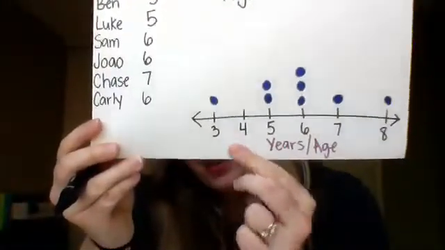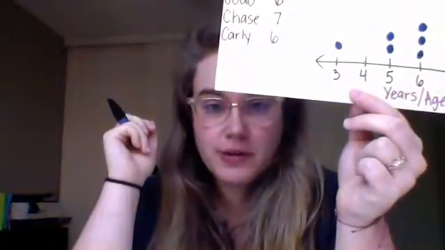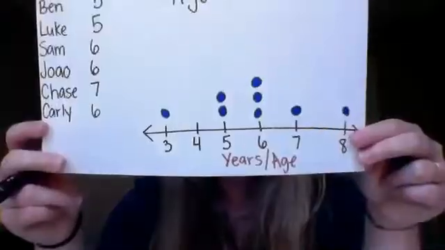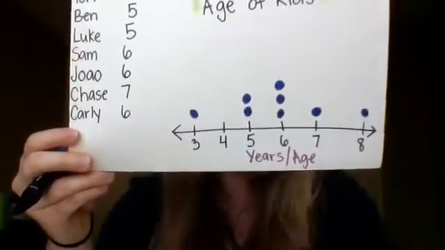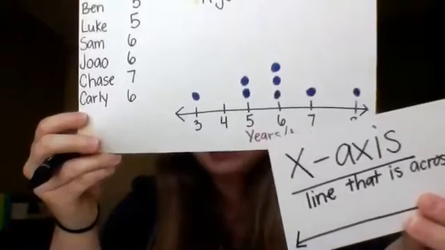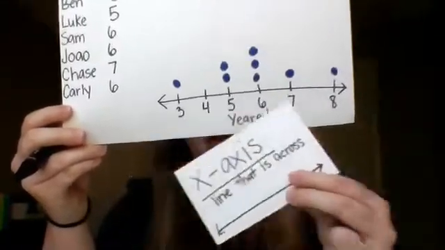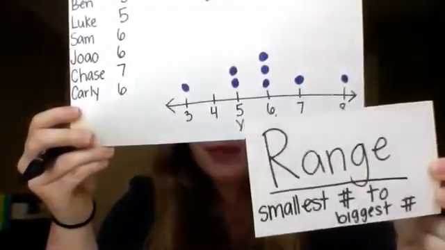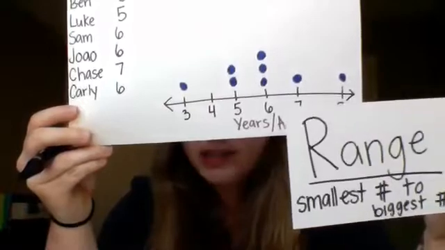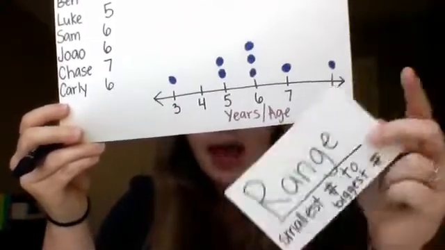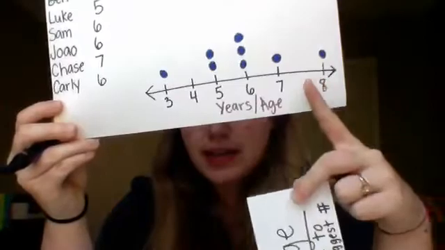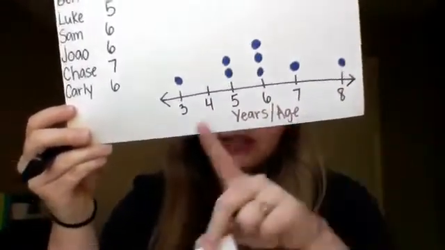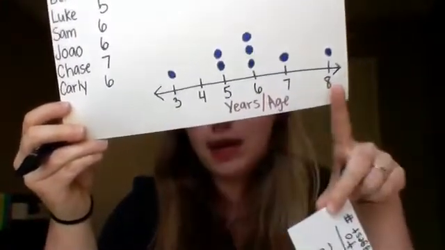There's nobody that was the age of 4 at this party anyways, right? So now I want you to think about this. We made our line plot. We put our x-axis, that line that goes down the bottom. And then we made a range, right? We found the smallest number and started it here, and the biggest number and put it down at the end, and then put the numbers in between. That's our range. Our age ranges from age 3 all the way to age 8.